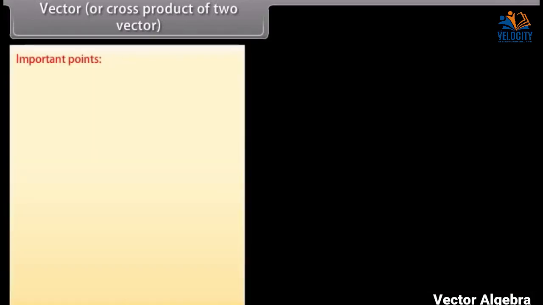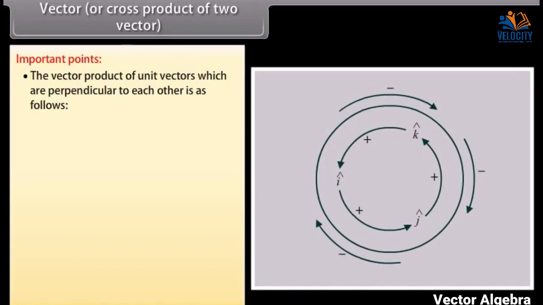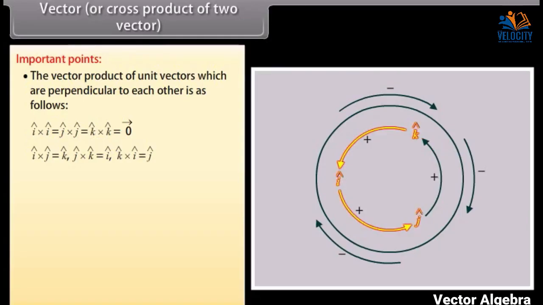Important points. The vector product of unit vectors which are perpendicular to each other is as follows. i cross i equals j cross j equals k cross k equals vector 0. i cross j equals j cross k equals k cross i equals k, j, i respectively. j cross i equals minus k, k cross j equals minus i, i cross k equals minus j.